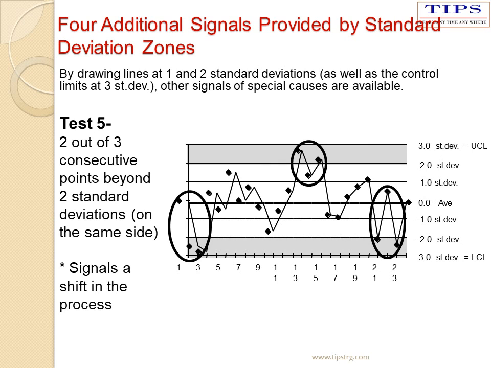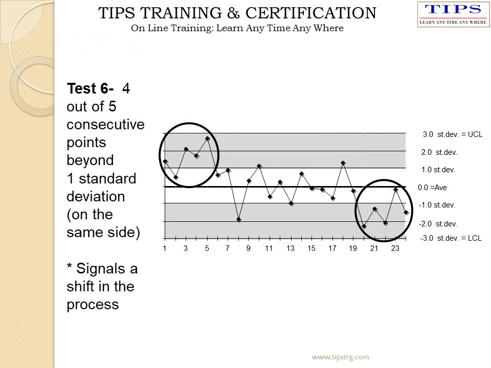Our next test for analyzing the control chart is 2 out of 3 consecutive points beyond 2 standard deviations. Then we can say it signals a shift in the process. Next test is 4 out of 5 consecutive points beyond one standard deviation. This is shown in this control chart.